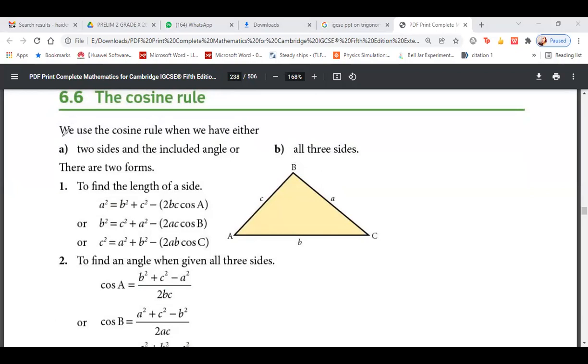Yeah, so two sides and an included angle, or all three sides. Only under this condition will we be able to use the cosine rule. Now how to remember the formula? You remember A, B, and C, if you want to remember it in that way.